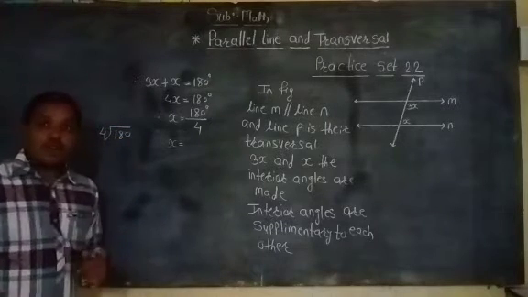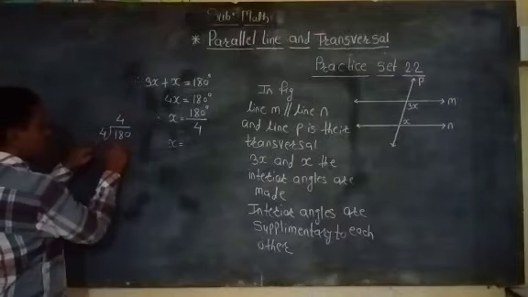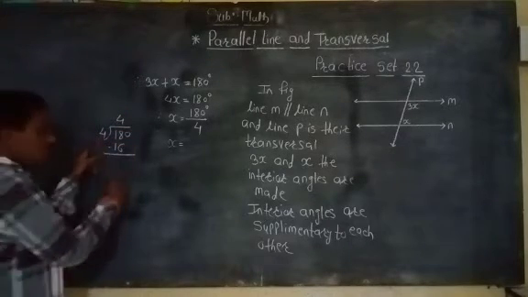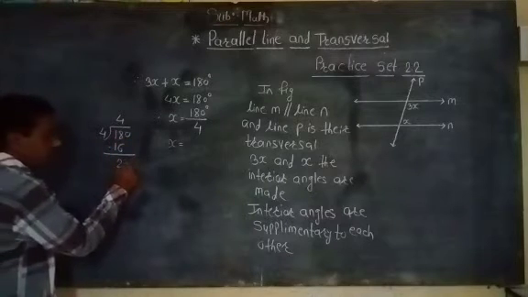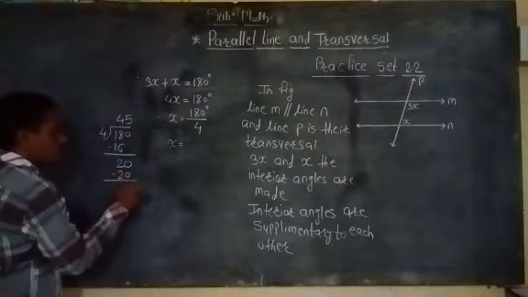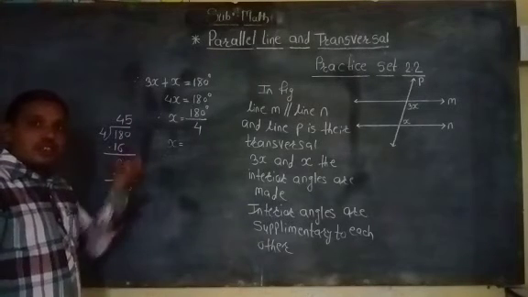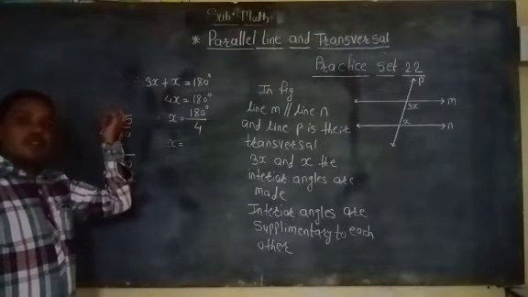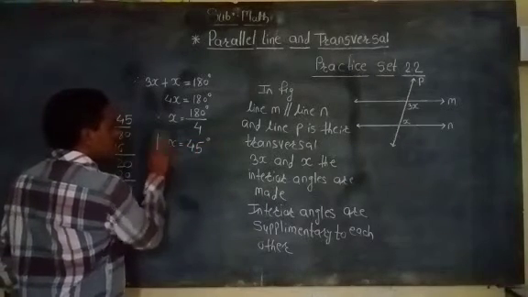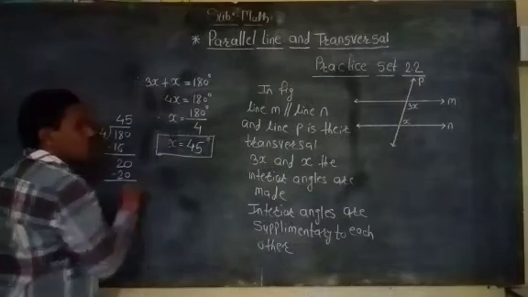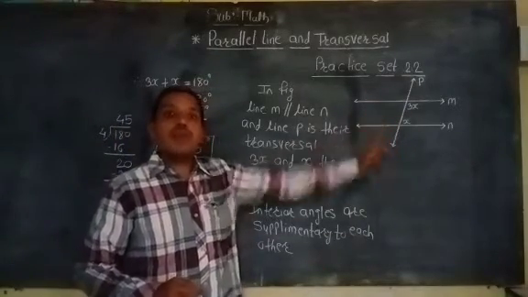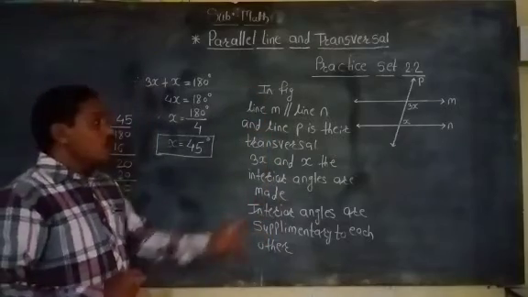180 divided by 4. 4 fours are 16. 18 minus 16 is 2, bring down the 0, making 20. 4 fives are 20. So the remainder is 0. That means we have completed the division and the answer is 45 degrees. So the value of x is 45 degrees, and in this way we have easily found the value of x in the first example.